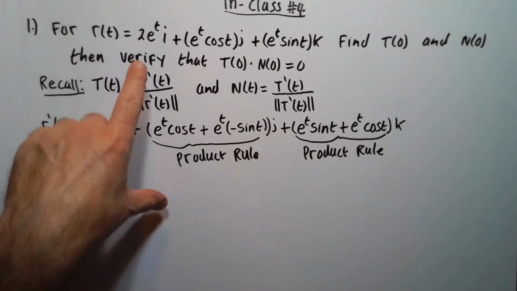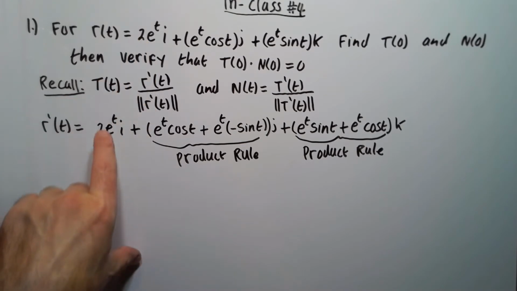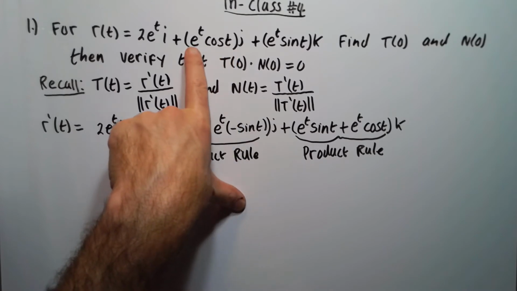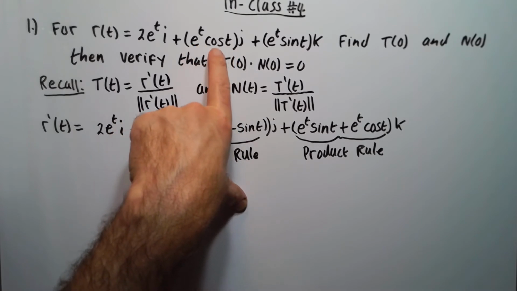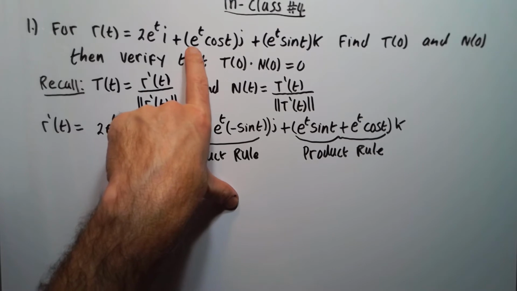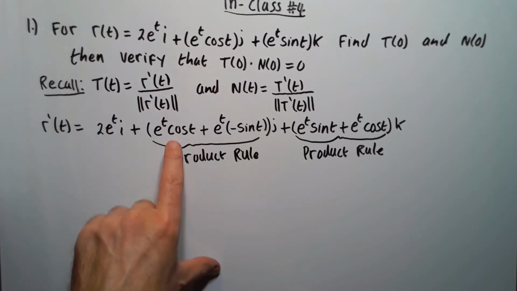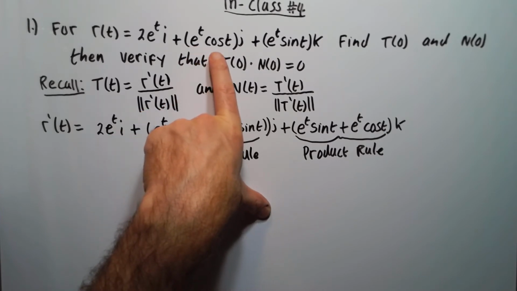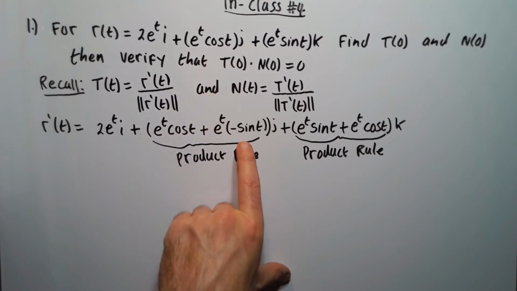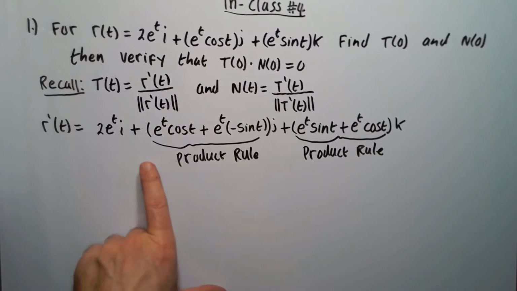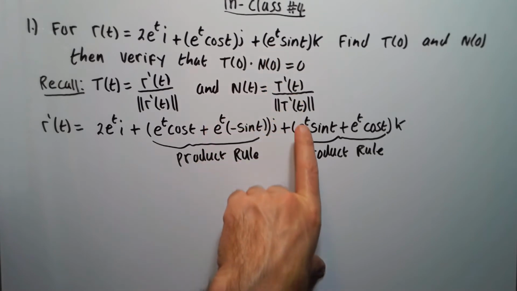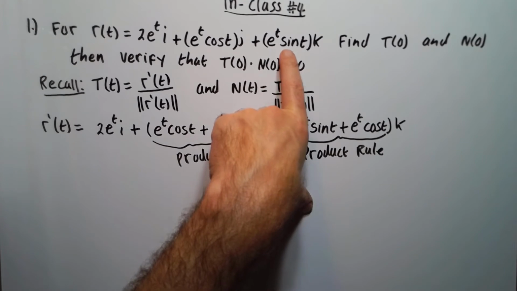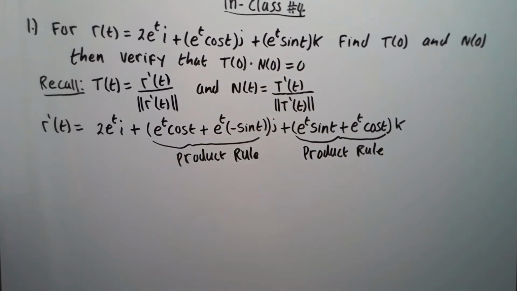So r prime will be the derivative of e to the t, which will just be itself, in the i component. Then in the j component, we're going to have to use the product rule, thinking of the first function as e to the t, second function as cosine. So it'll be derivative of first function, which is itself, times second, cosine, plus first function e to the t times derivative of second. But the derivative of cosine is minus sine. So we use product rule. And then moving on to this one, it'll be derivative of e to the t, which is itself, times second, sine, plus e to the t times derivative of sine, which is cosine. So product rule here too.